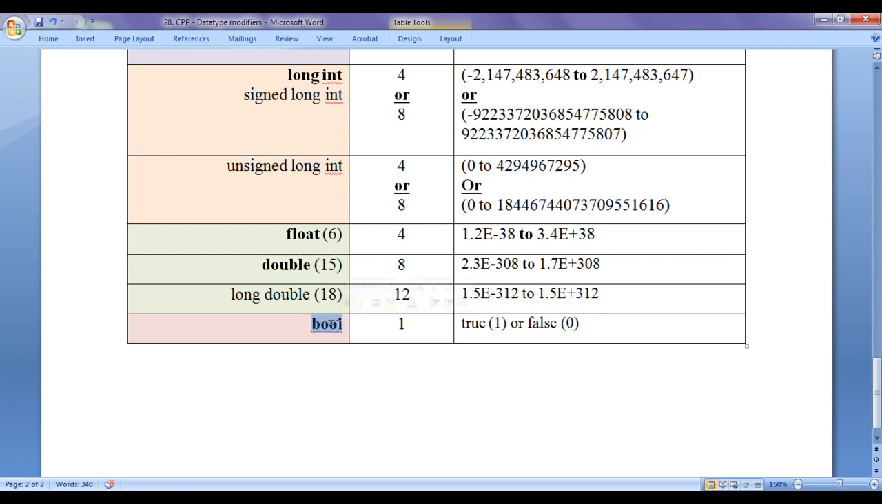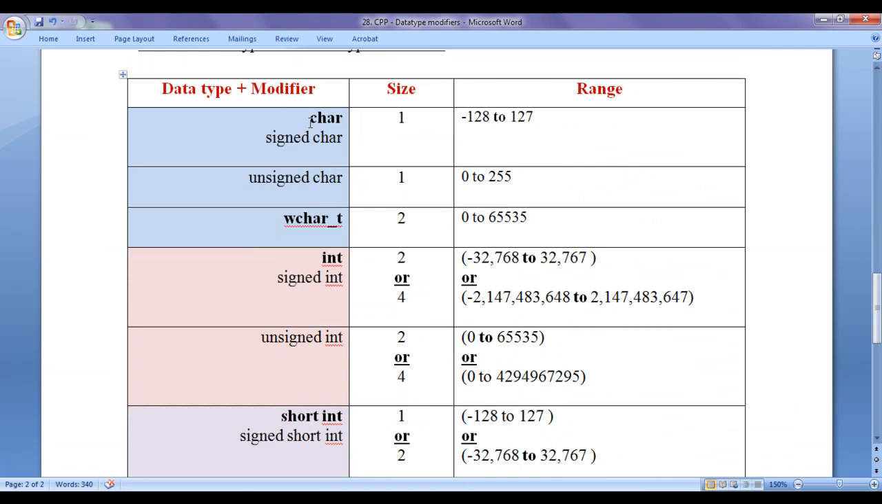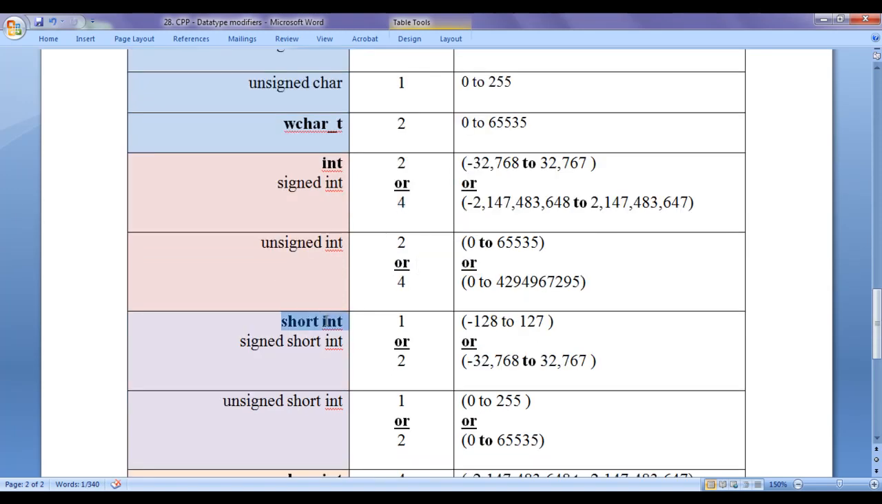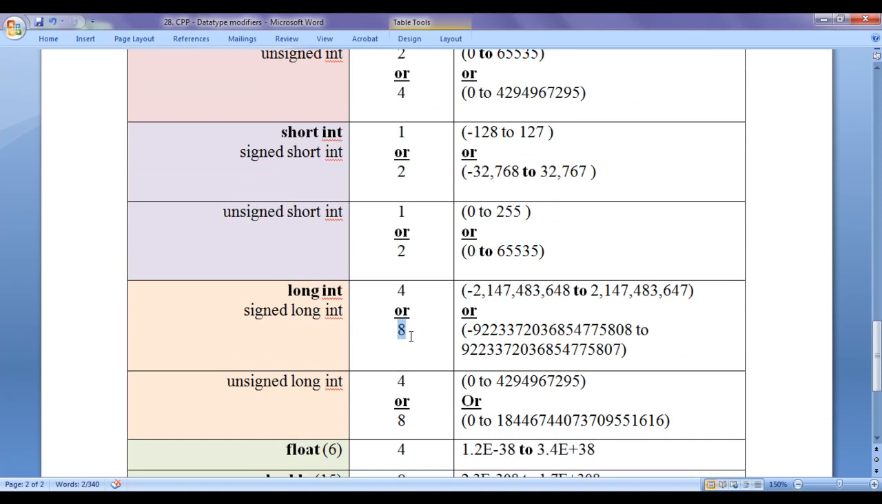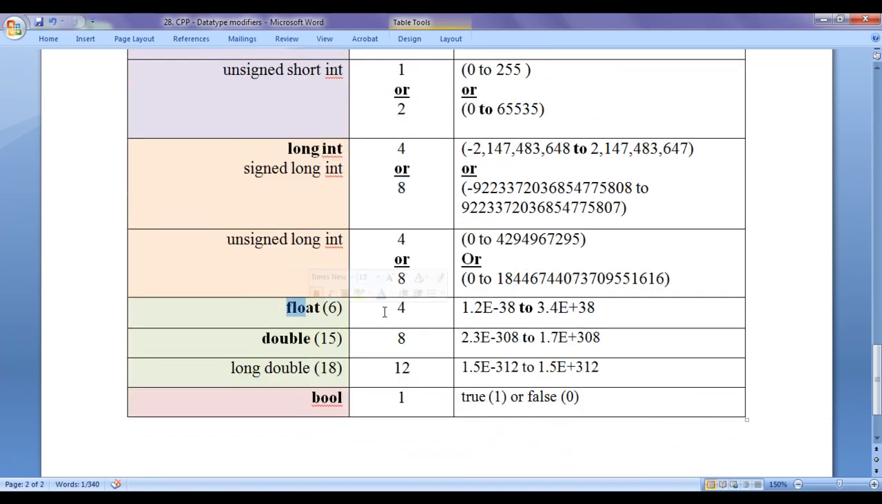And inside the bool type memory, we can store either true or false, 1 or 0, which is of 1 byte. In my computer system, char is of 1 byte, wide char is of 2 bytes, int is of 4 bytes, short int is of 2 bytes. Int is of 4 bytes, short int is of 2 bytes, right? 4 to 2 it becomes half. And long int is of 8 bytes. And float is of 4 bytes, double is of 8 bytes, long double is of 12 bytes, and bool is of 1 byte, guys.